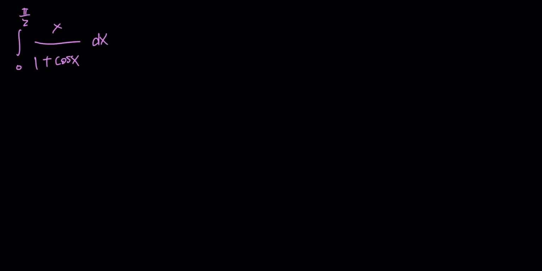Today we'll be doing the integral from 0 to pi over 2 of x over 1 plus cosine x dx. And to start off, we will call the double angle formula for cosine. And it's going to be that the cosine of 2u equals 2 cosine squared u minus 1.